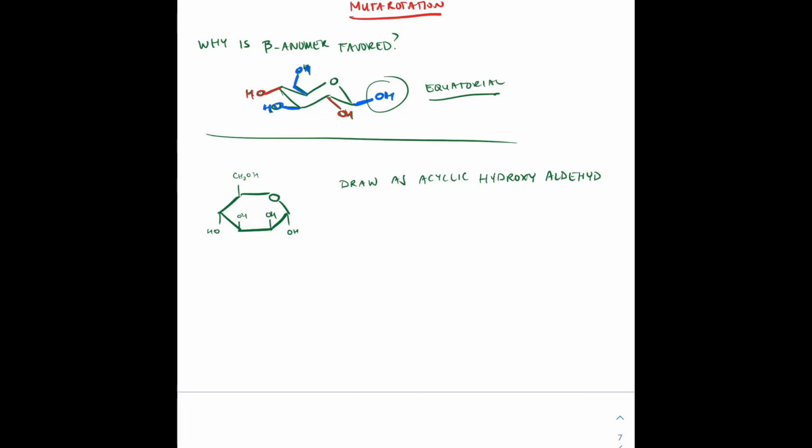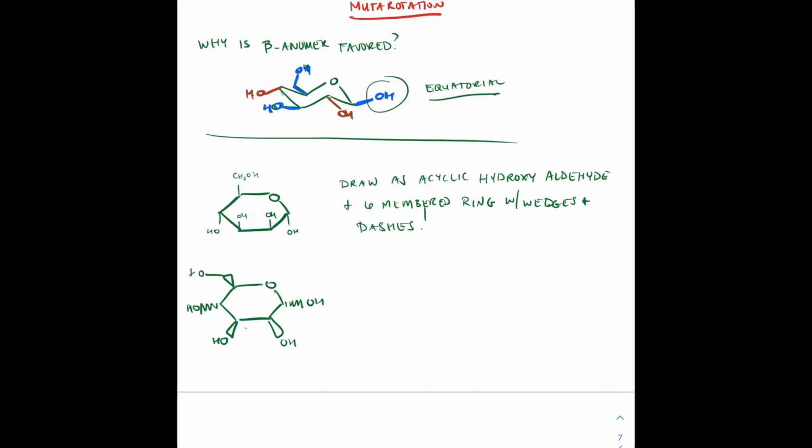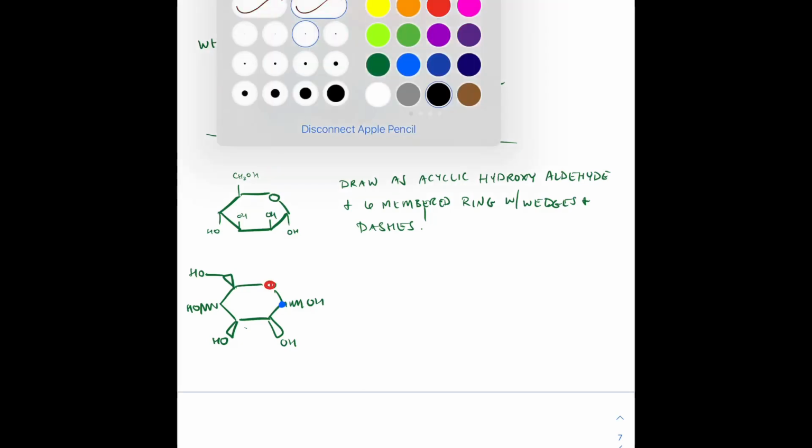Now what I want you to do is draw an acyclic hydroxyaldehyde and also a six-membered ring with the wedges and dashes. I would just do the six-membered ring with wedges and dashes first because that seems to be the easiest. So just draw out the six-membered ring again, and then we have our OHs that are pointed down in the Haworth projection. Those are going to be dashes, and then those OHs that are up are going to be the wedges. So I've highlighted the anomeric carbon in blue and the nucleophilic oxygen in red.